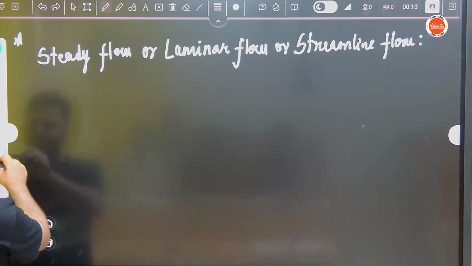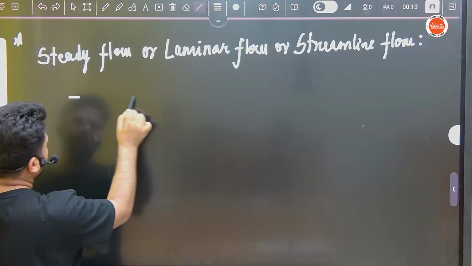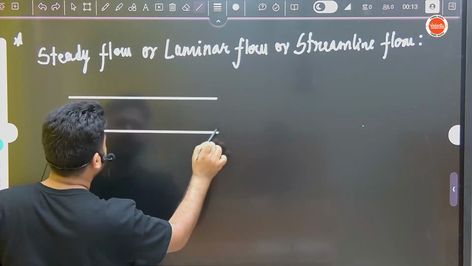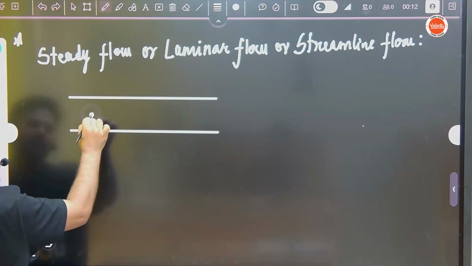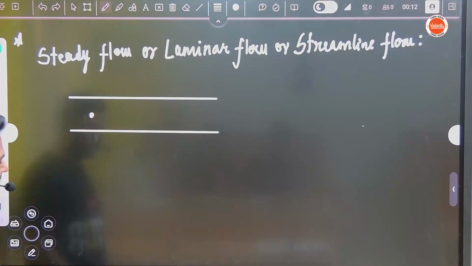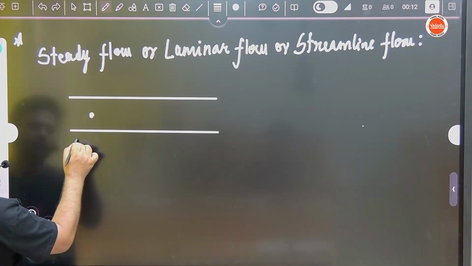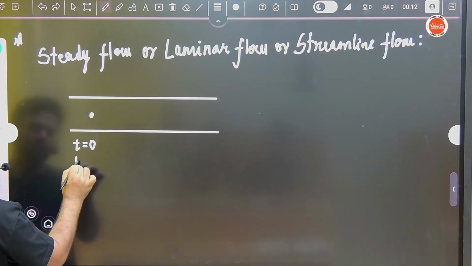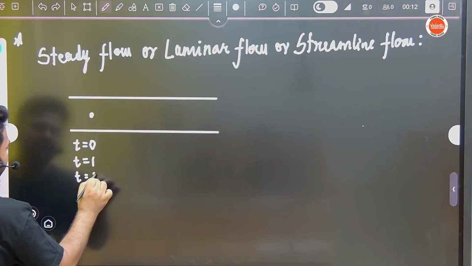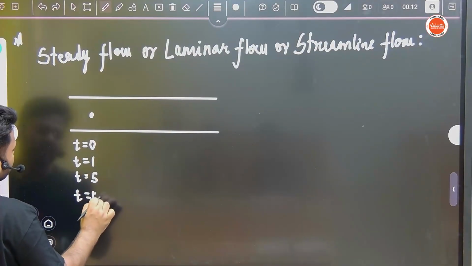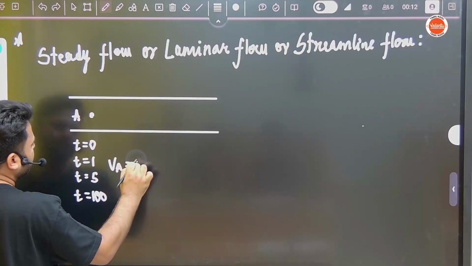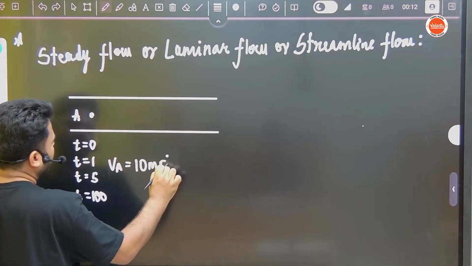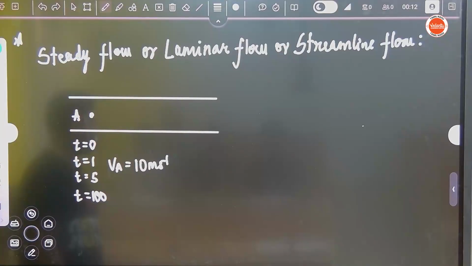What is the correct definition? I don't want to go into that much depth, but the correct definition is that at any point, suppose the liquid is flowing like this, the velocity remains constant. This kind of flow is called steady flow, laminar flow or streamline flow. At any point, at t equals 0, t equals 1, t equals 5 seconds, t equals 100 seconds, the velocity of point A is constant, suppose 10 meters per second. It is not changing. That is called steady flow.